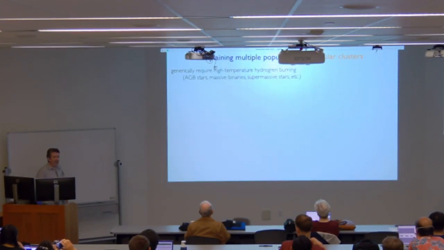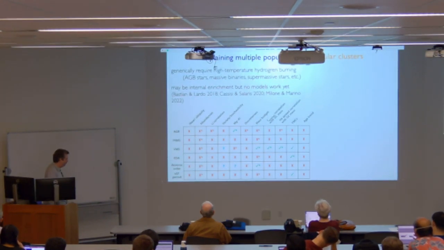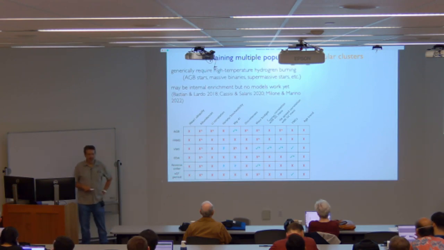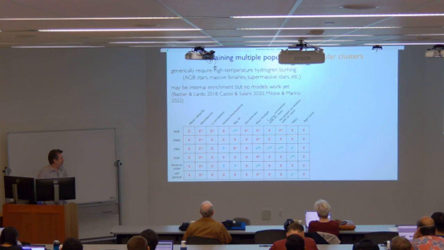Okay. So in general, this requires high temperature hydrogen burning to get those light elements, and there's various classes of stars that could do that. The problem is that people have been working on this for years, and there's all sorts of observational constraints. And the last I've heard, none of them seems to work. This is from a review by Bastian and Lardo, where they gave an overview of all the different polluters and all the different observational constraints, and basically lots of red X's where they don't satisfy the constraints. So it's been very hard to get these things to work. A lot of it's a mass budget problem of getting enough pollution going into the second generation of stars.